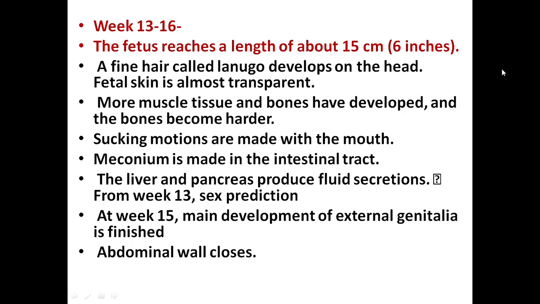So more muscle tissue and bones have developed, and the bones become harder. Sucking motions are made with the mouth, and meconium is made in the intestinal tract. Meconium is fetal stool. The liver and pancreas produce fluid secretion from the 13th week. Sex prediction is possible at 13 weeks, and at week 15 the main development of the external genitalia is finished, and the abdominal wall is closed.